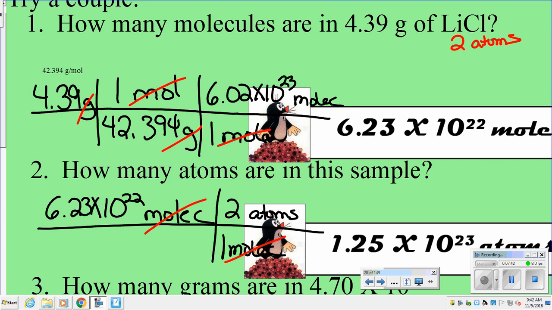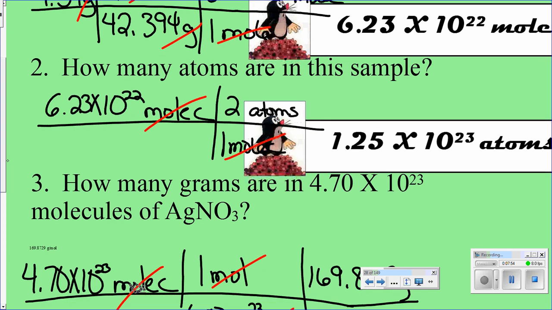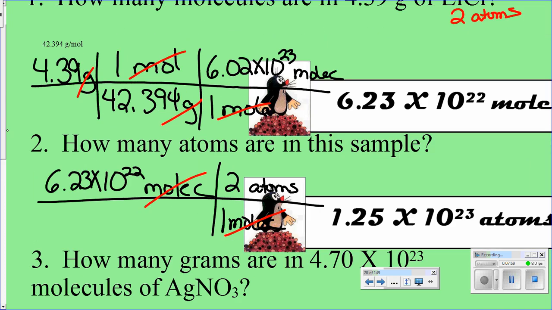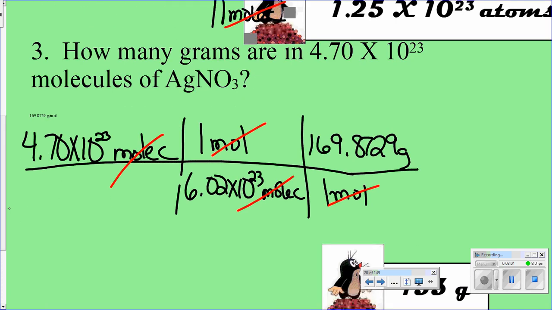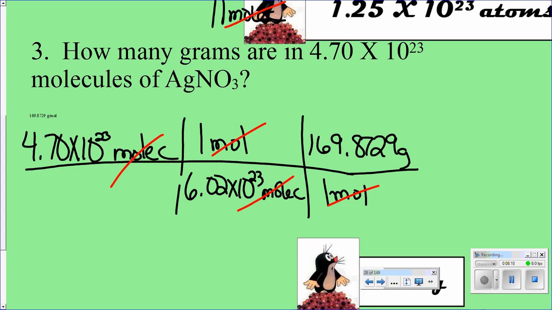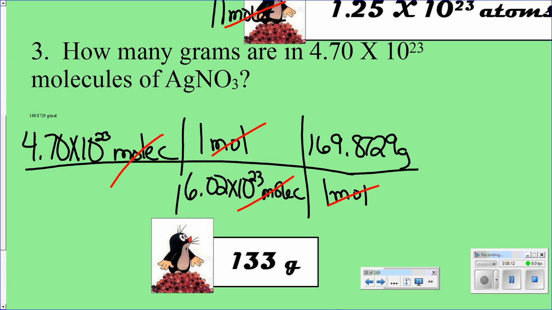So your first one is 6.23 times 10 to the 23rd molecules. So you started with your grams on the bottom to get rid of those, and then you had to have moles on the bottom in your next term to get rid of those. Atoms in this sample, you're multiplying that answer by 2, because LiCl would have 2 atoms, 1 Li, 1 Cl. And grams of silver nitrate. So you're starting with your molecules, you get those to cancel first, and then you change that into grams, and you get 133 grams there.